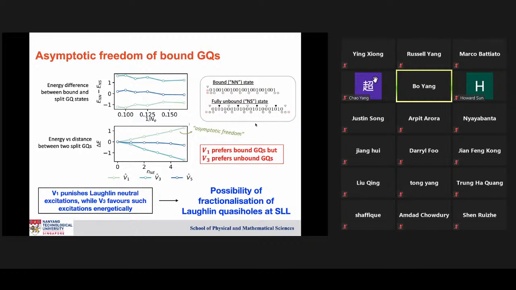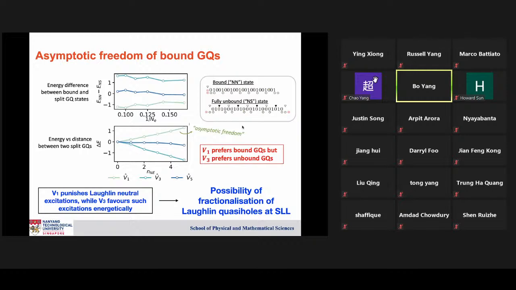Which is why in existing theory, when we talk about short-range interactions, we never talk about fractionalization, because they are like protons, right? You can't really pull them apart because of asymptotic freedom. They always bond together when you have a short-range interaction.